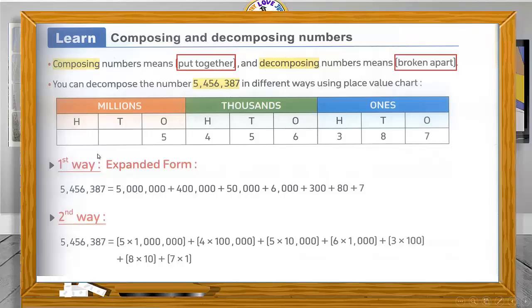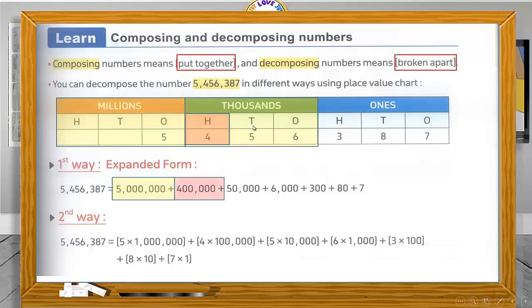Okay, and now we will start. In the first period, we have one digit only. We have 5. 5 and how many digits after 5? 6. So write 5 and 6 zeros. In the second period, we have 4 in hundreds place. That means you should write 4 with 5 zeros. And next, we have 5 in 10,000 place. So you should write 5 and 4 zeros.